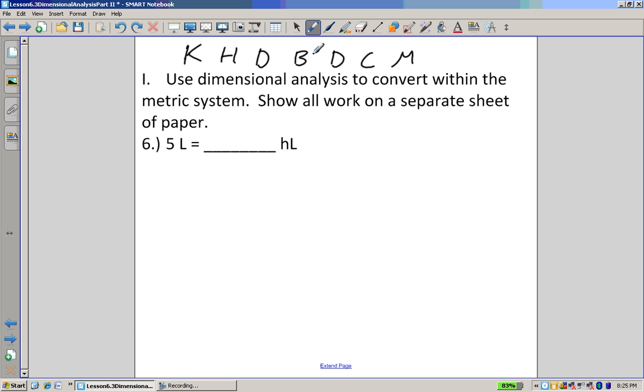King Henry died by drinking chocolate milk. Again, which one of these D's gets the A? Which one is deca? It's the one on the left. So we're going to look at liters, which is a base unit.